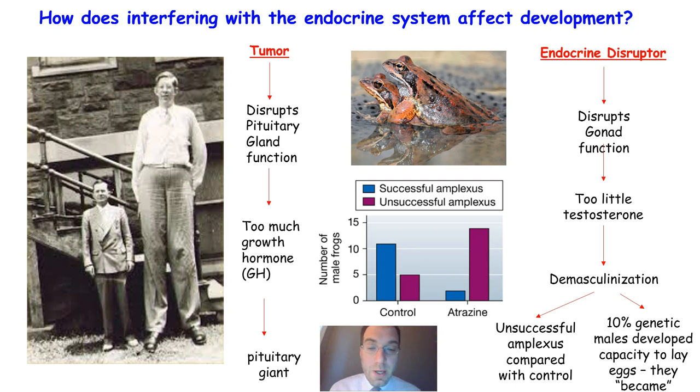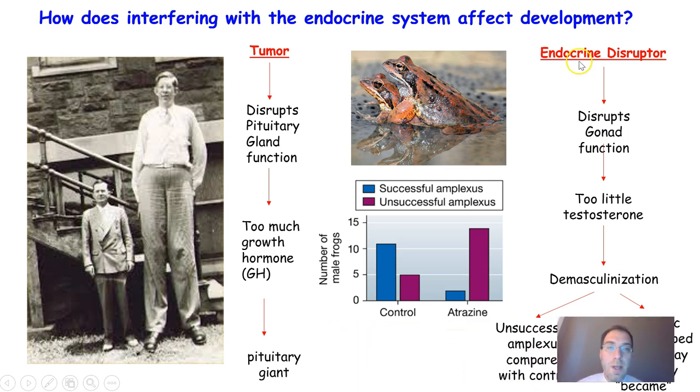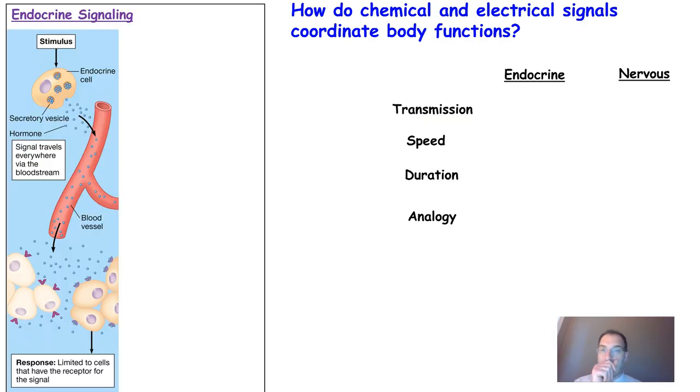One of the extension assignments I would like you to consider is, do endocrine disruptors in this way affect humans? Can there be synthetic chemicals that can affect males and turn them into females? Right. So, what are the nuts and bolts of the endocrine system?